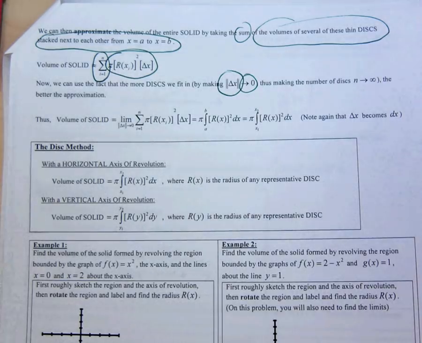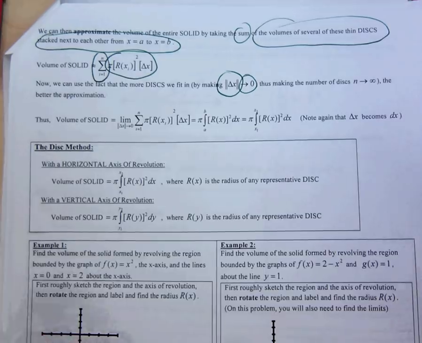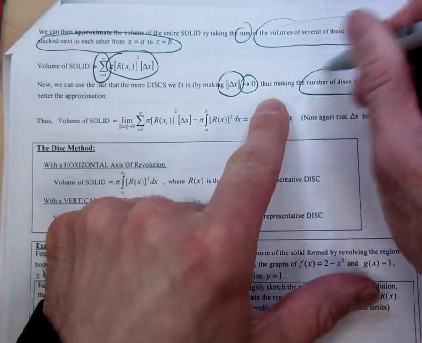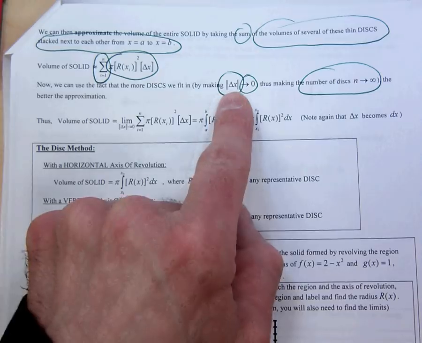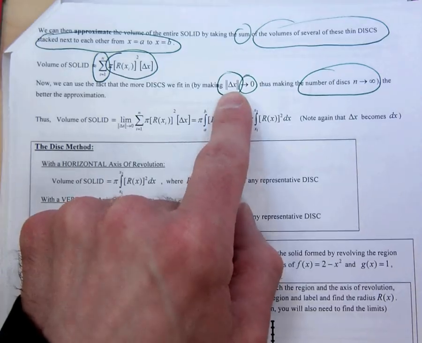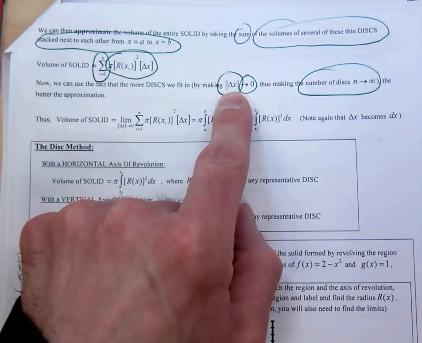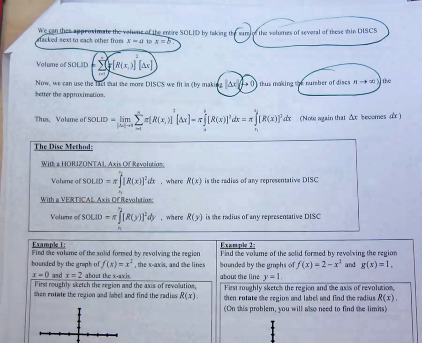So isn't that one way we can force the number of disks to increase? By making the largest delta x smaller and smaller? You getting this? Okay, I told you it's complicated. And so that would make the number of disks go to infinity, wouldn't it? By making the widest one smaller and smaller. Are you following me? Okay, hang in there, guys. I'm almost there. So this is how it all plays out then.